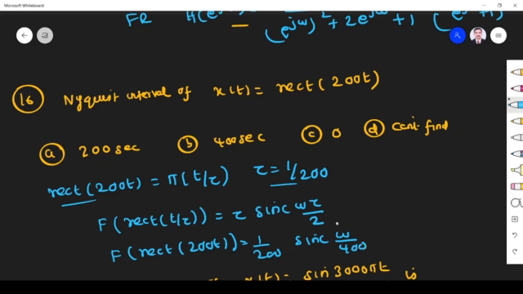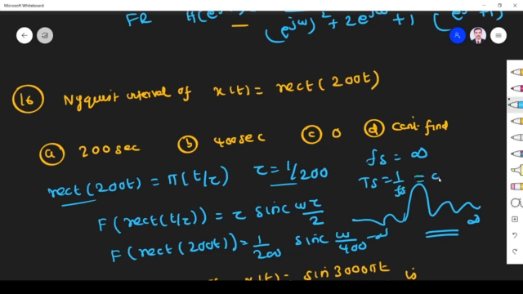See, the frequency spectrum is a sinc pulse. A sinc pulse goes from minus infinity to plus infinity. So the frequency range is from minus infinity to plus infinity. So the Nyquist rate Fs is equal to infinity, because the spectrum goes from minus infinity to plus infinity. Ts is equal to 1 by Fs, that is equal to 0. So the answer is option C.